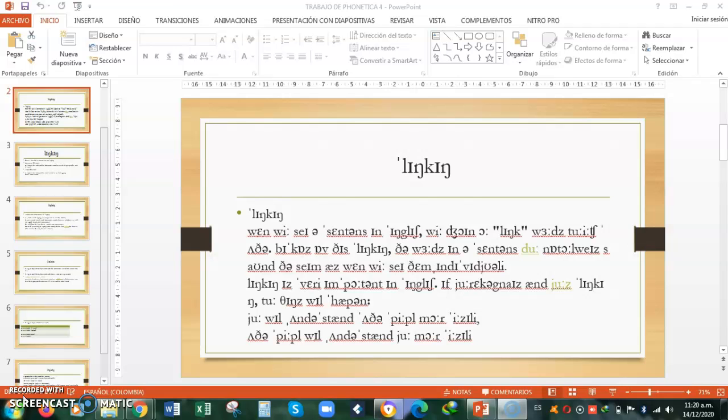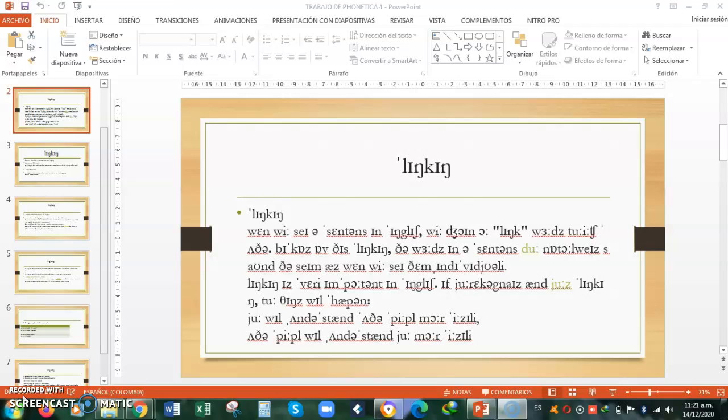Linking. When we say a sentence in English, we join words to each other. Because of this linking, the words in a sentence do not sound the same as when we say them individually. Linking is very important in English.